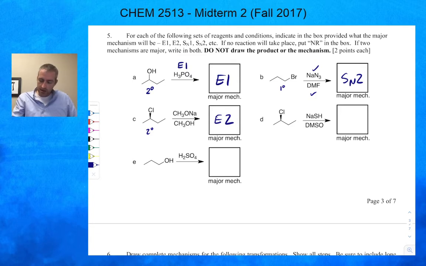D, we have, again, a strong nucleophile in NaSH and a polar aprotic solvent. This is a secondary. These are great conditions for an SN2. Strong nucleophile, negatively charged nucleophile in a polar aprotic solvent. And then the last one, we have a primary alkyl halide with sulfuric acid. Sulfuric acid promotes elimination, but you can't do E1 with a primary alkyl halide because you can't form a primary carbocation. Therefore, this will do E2.